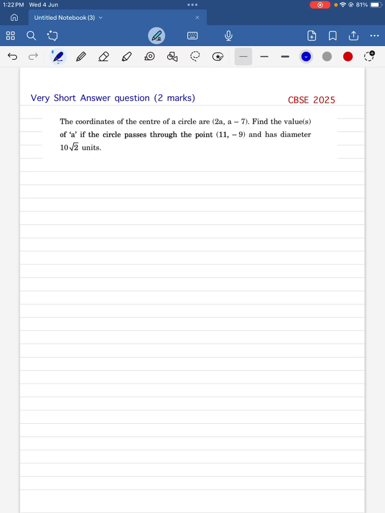They've given you the coordinates of the center of the circle. They've given you a point through which the circle passes, which is (11, minus 9). And they've also given you the diameter of the circle. Now using all these three things, let's find the value of a.